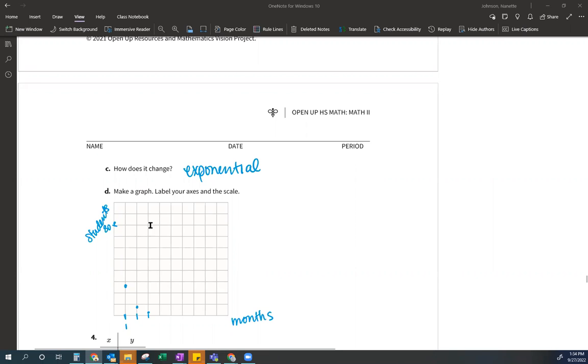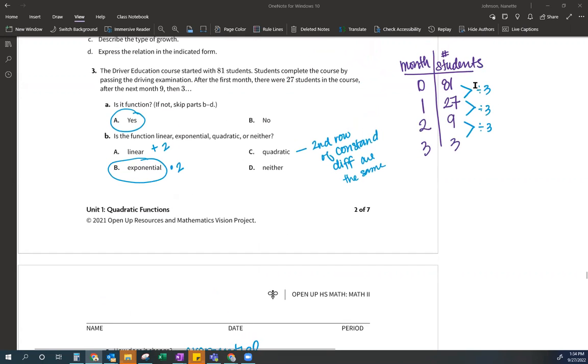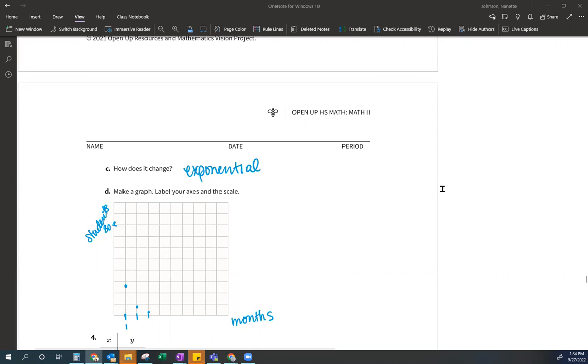So do you see this, like, whoosh? There you go. So how does it change? You can say it's exponential. You could also say it's being divided by 3 every single stage.